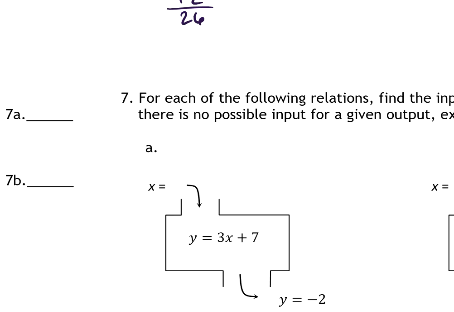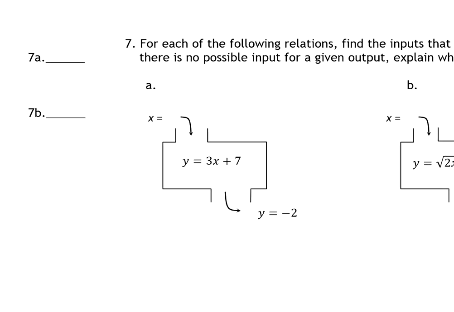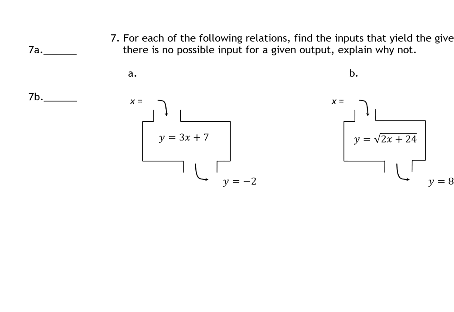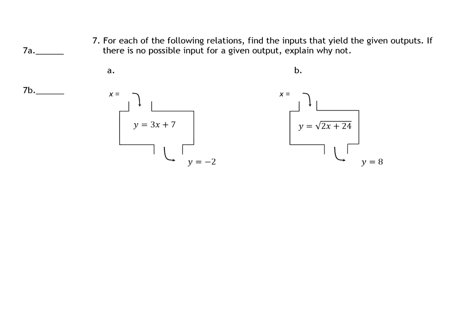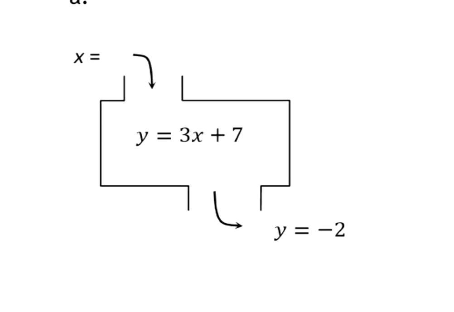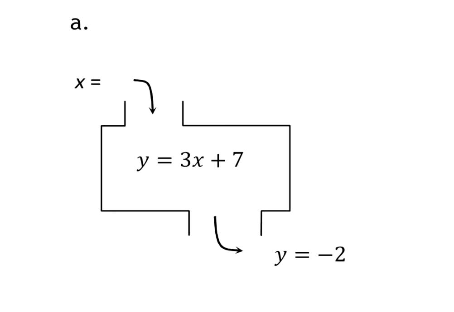All right. 7, for each of the following relation, find inputs that yield the given outputs. If there's no possible input for the given output, explain why not. So if I'm looking at A, I can see that the output, y, is going to be the value negative 2. So I want to know what x is, right? What value of x would I put into this function to produce that output?